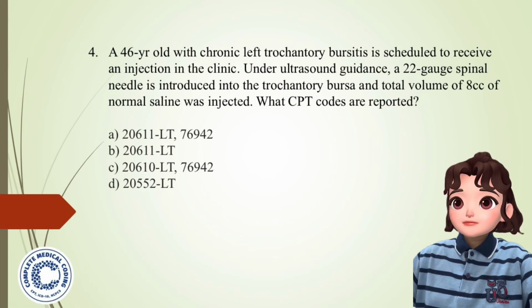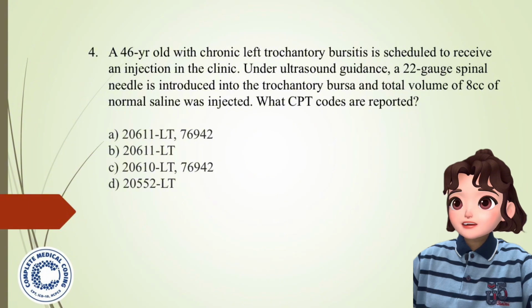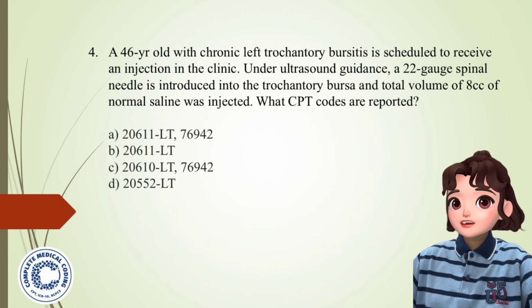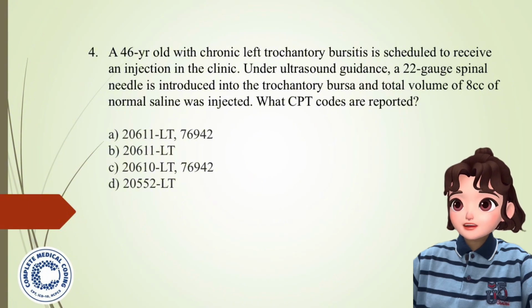Now, fourth question. A 46-year-old with chronic left trochanteric bursitis is scheduled to receive an injection in the clinic. Under ultrasound guidance, a 22 gauge spinal needle is introduced into the trochanteric bursa and a total volume of normal saline was injected. What CPT codes are reported?